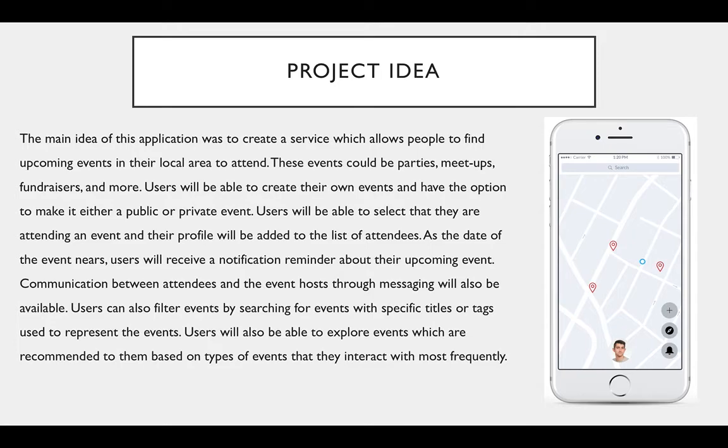Users can also filter by searching through events in the search bar, either searching for specific titles or parts of titles, or they can search through tags which are attached to the events. Users should also be able to explore nearby events, which are also recommended to them based on the type of events that they frequently interact with.